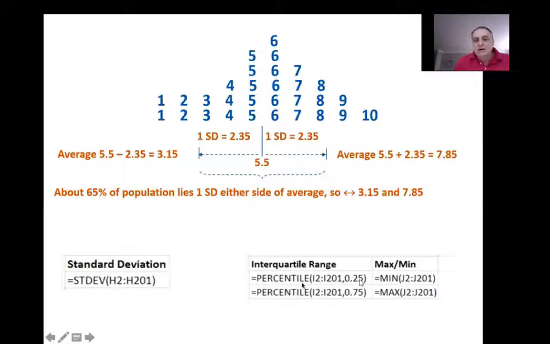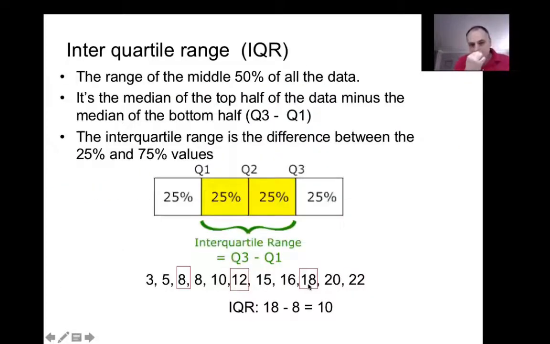Your interquartile range, you calculate with a percentile, and you take 0.25 and 0.75 percentile of that data range. What this gives you is what is really the median of the bottom half and the median of the top half, and the difference between those is your interquartile range. Let me explain that again.